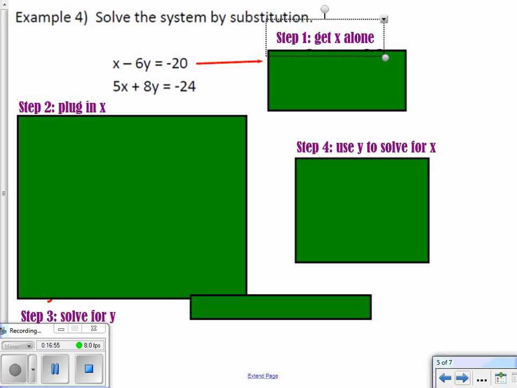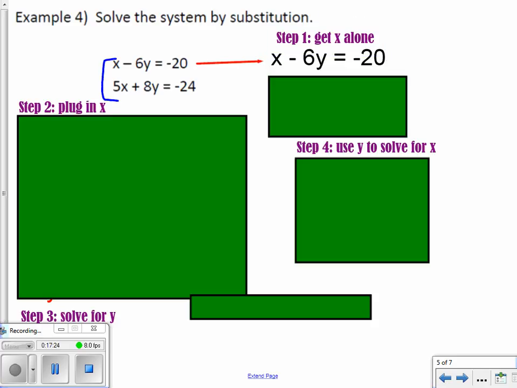For our fourth example, again, we need to solve with substitution. In this case, normally we've been getting y alone, but I think I can get x alone. I've got my two equations over here, my system, x minus 6y equals negative 20, and 5x plus 8y equals negative 24. I don't always have to just get y alone. I can get x alone too. And this is how it's going to work.